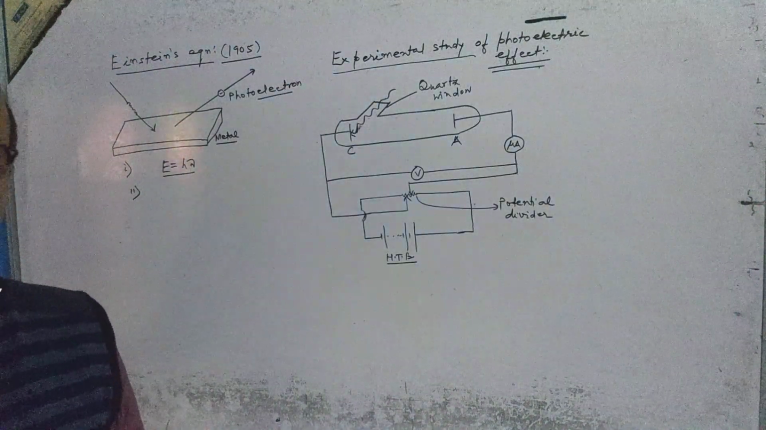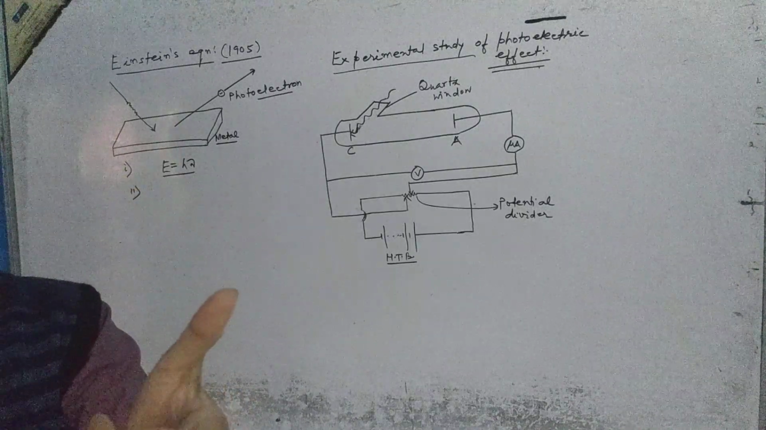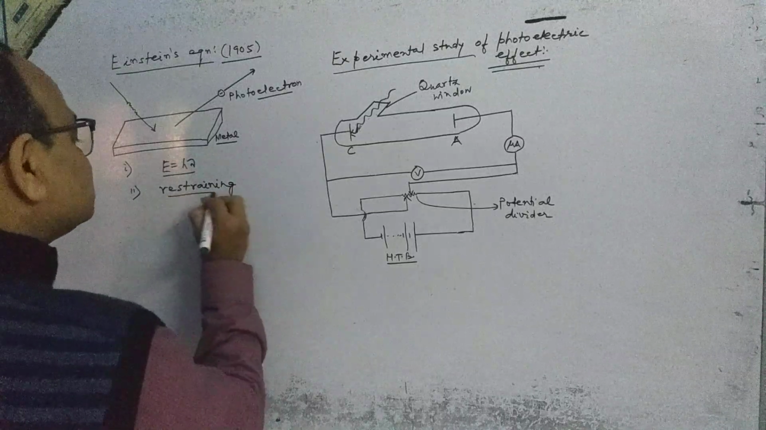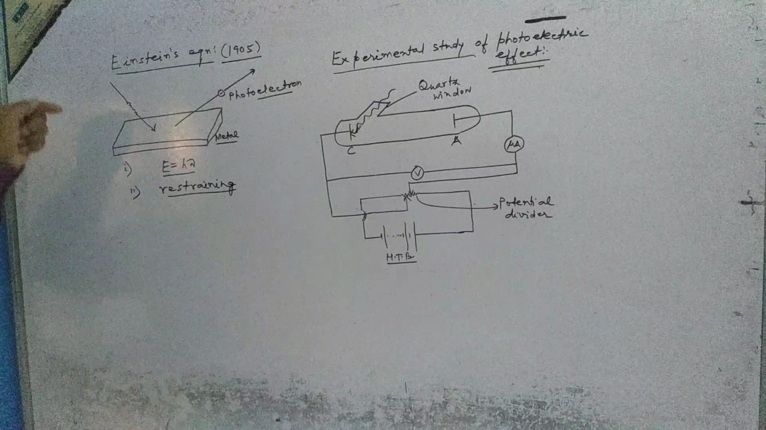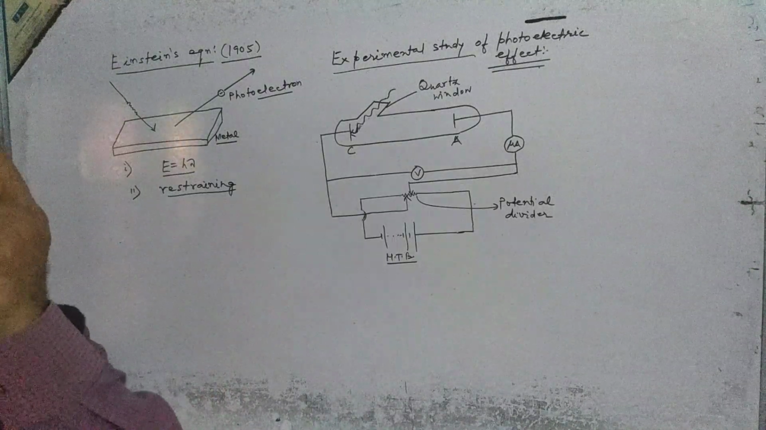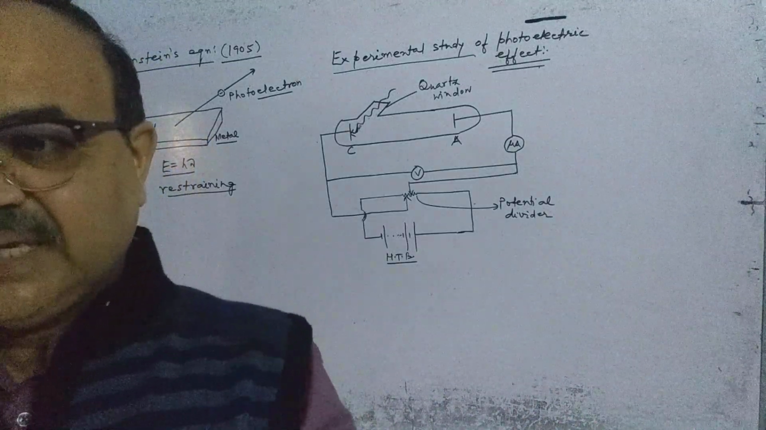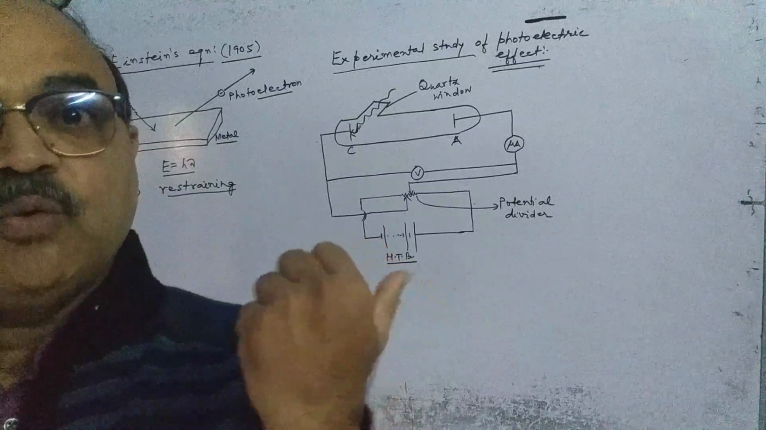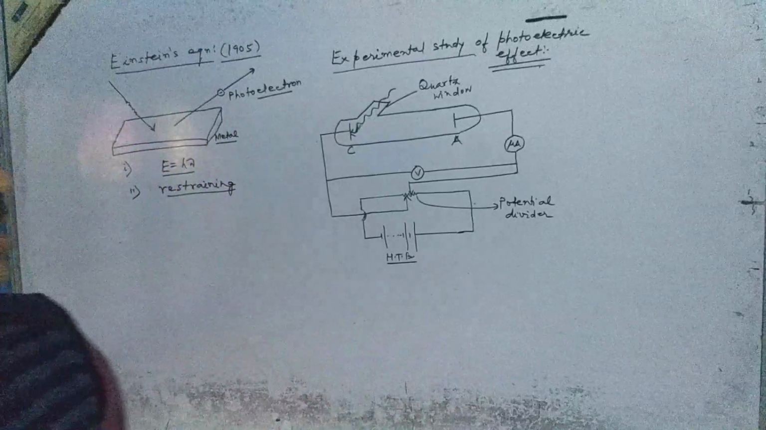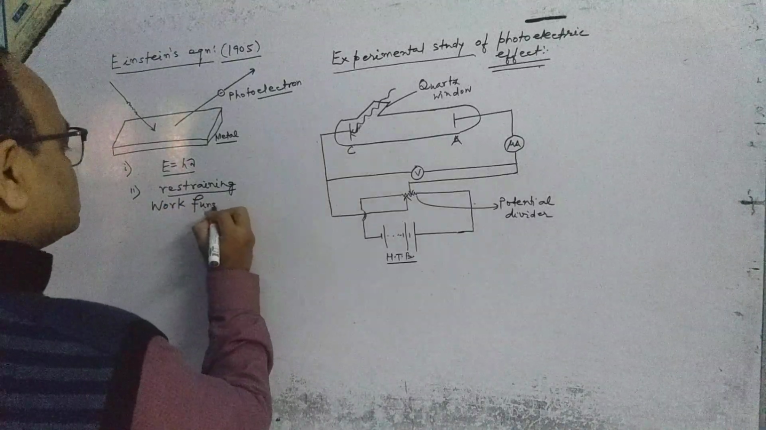Second point: the surface electrons on the metal surface are bound with some restraining forces. When these photons fall there and interact with the electron, they knock it out. But some minimum energy is needed to liberate the electron from the metal surface, overcoming these restraining forces. So I repeat, the minimum energy required to liberate the electron from the surface of the metal is called the work function.